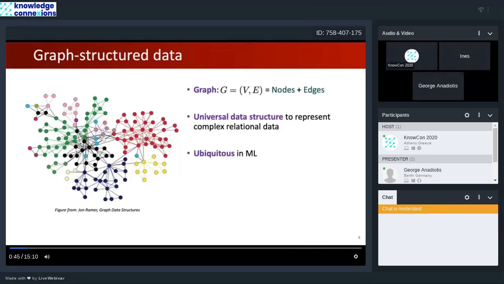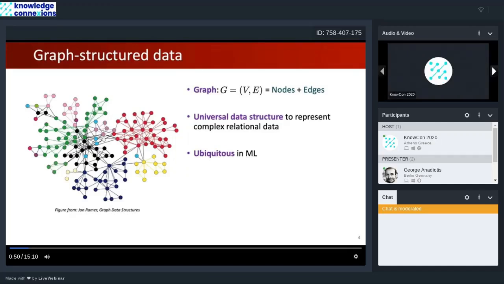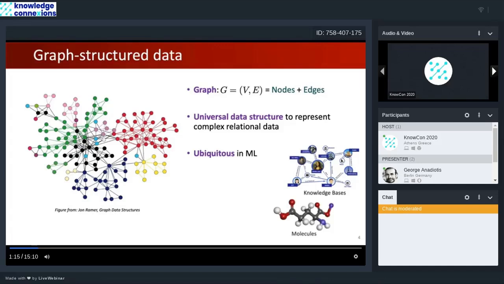As you probably know, graphs are a universal data structure used to store relational data. In this representation, nodes represent objects and edges represent relationships between them. These graphs are prevalent in many real-world applications. So for instance, knowledge bases such as Wikidata, which contains the Wikipedia data, store knowledge about the world in the form of a knowledge graph, where nodes are world entities and edges represent the relationships between them. Molecules can also be represented as graphs where nodes represent atoms and edges represent chemical interactions between them.